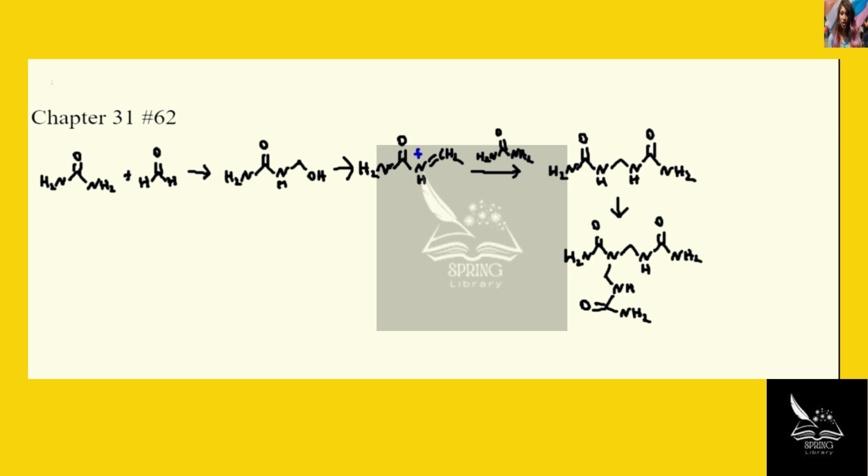Then we could use a formaldehyde to bridge this gap here between these two nitrogens. If another formaldehyde comes in there and bridges that gap, we end up forming a six-membered ring. So we have this six-membered ring with three nitrogens in it.